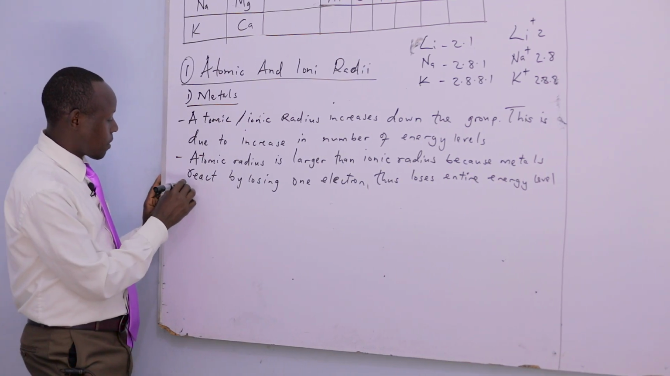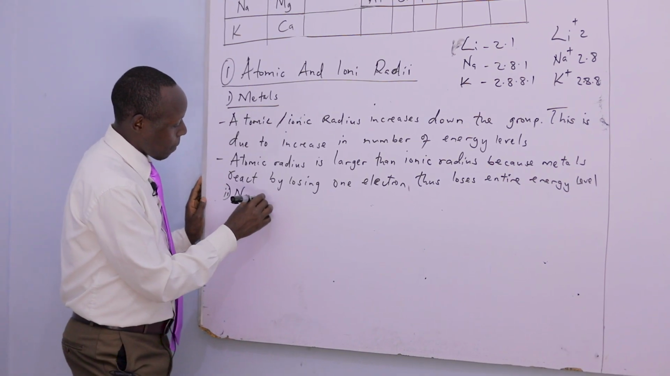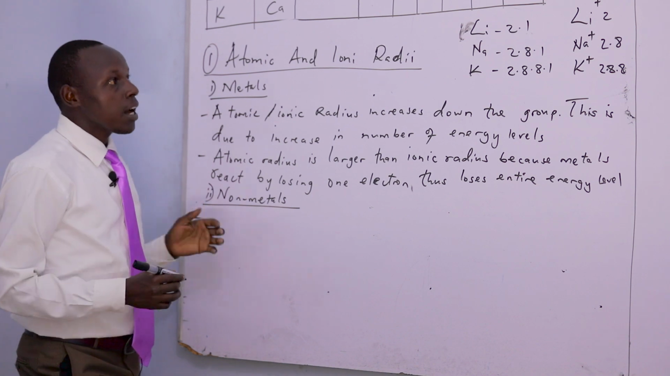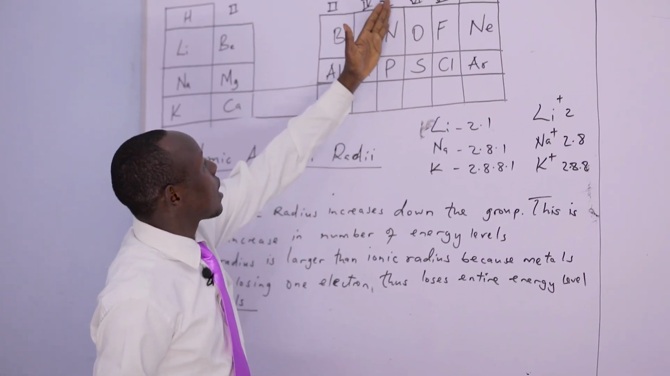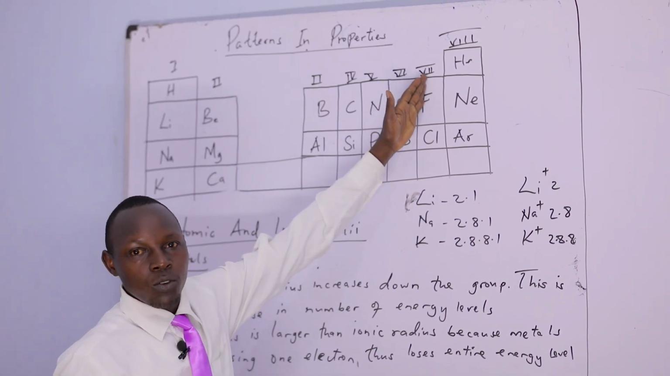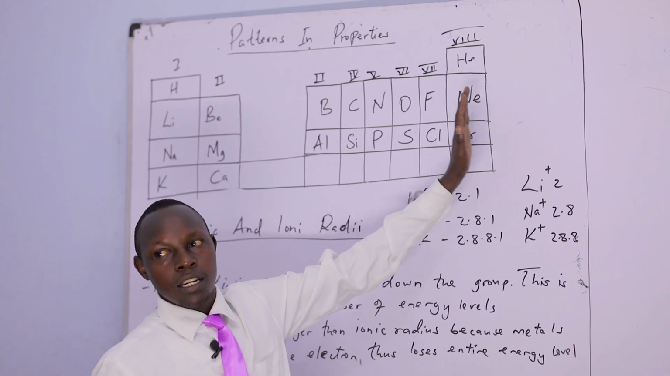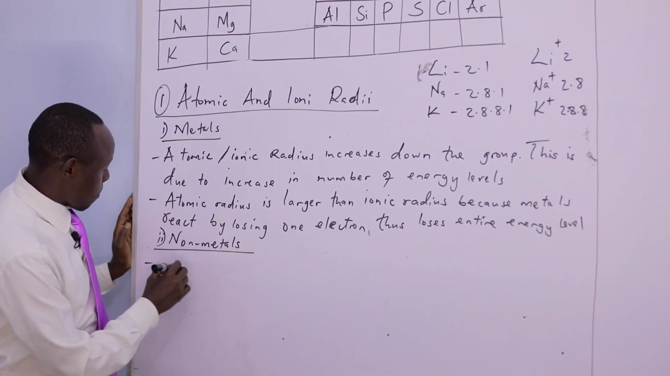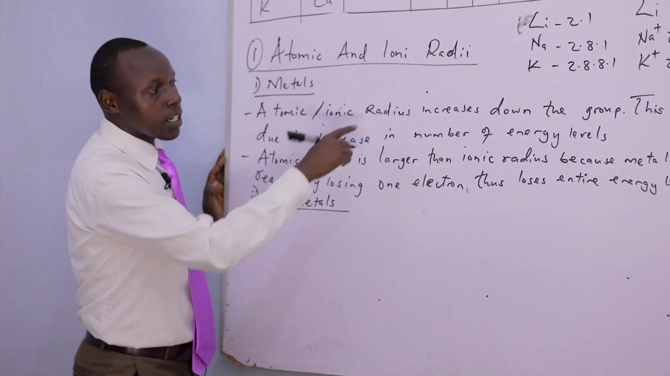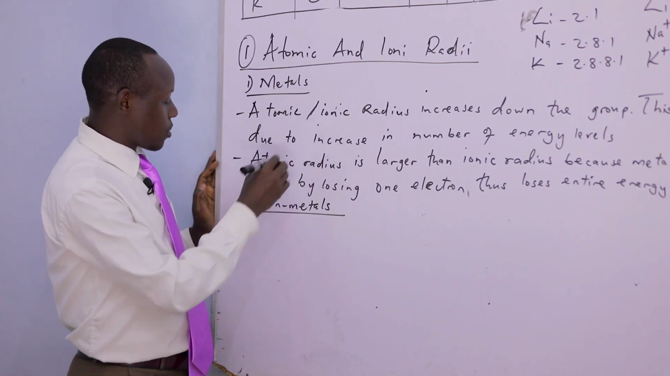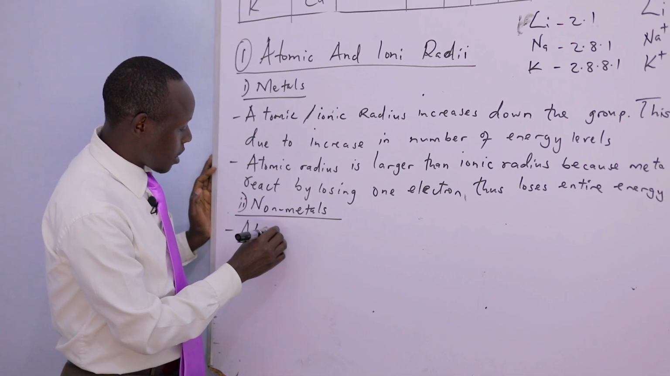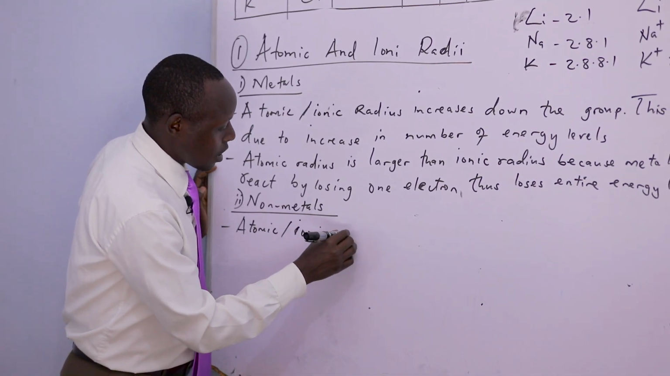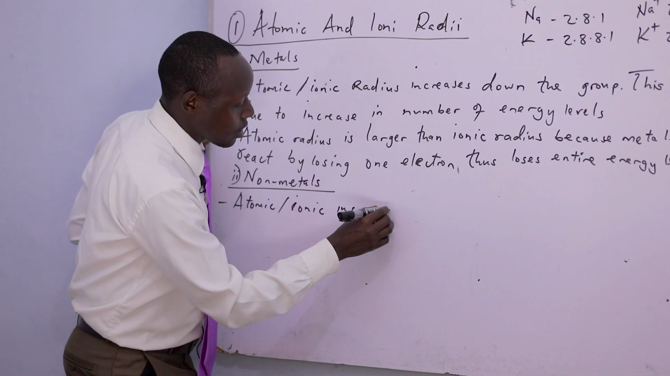Non-metals: for non-metals, again the same. So non-metals are group 7. Majorly we do group 7 and group 8. So for non-metals, the same thing happens also. The first point applies for all of them: atomic and ionic radius increases down the group for the same reason.